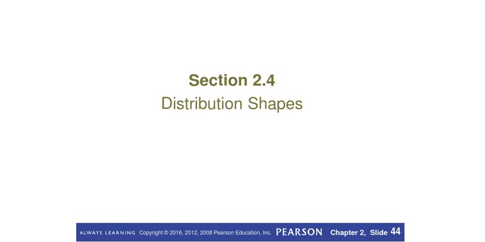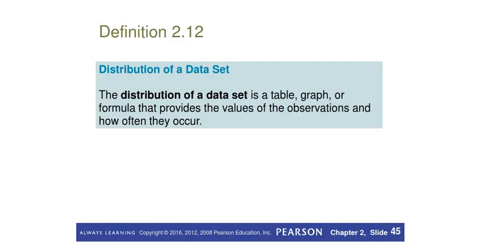Okay, let's have a short discussion on the idea of distribution shapes. Once we've been able to take our data and organize it, whether it's quantitative or qualitative data, quantitative data is what we're really talking about with distribution shapes. These distribution shapes tell us something about what the data is like. A distribution of a data set is a table, a graph, or some formula that provides values for the observations and how often they occur.